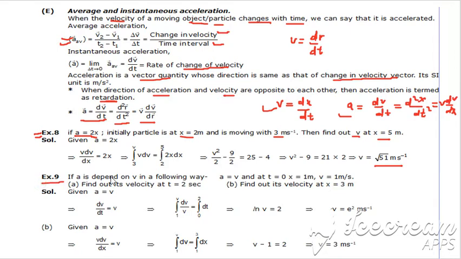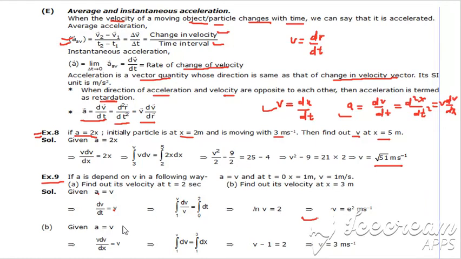Similarly, there is a next example. It says acceleration depends on the velocity by the following relation: a is equal to v, and at t equal to 0, x is given, v is given. We need to find out the velocity at a particular time and the velocity at a particular position. So for the first part, a is given as v. Now we can use a as dv by dt, which is v. After integration, you are going to get this as an answer. We know that dv by v is going to be ln v, then put in the values, and we will get this as an answer.